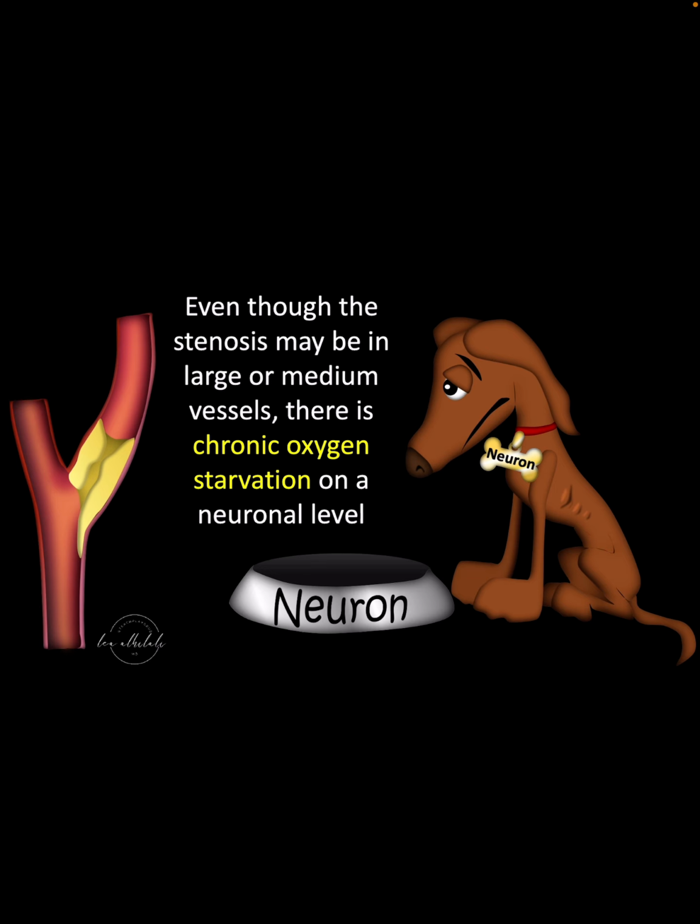If there is hypoperfusion, there isn't just macroscopic hypoperfusion, but also chronic hypoperfusion on a neuronal cellular level that causes damage and dysfunction and dementia. So you have chronic oxygen starvation of every single neuron, not just the infarcted ones at the watershed distribution.